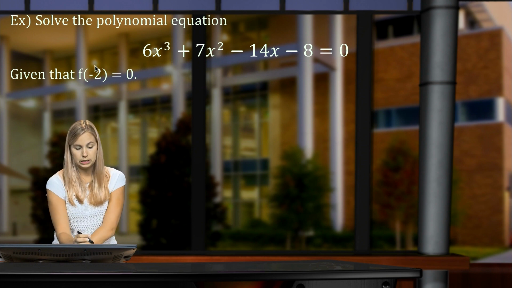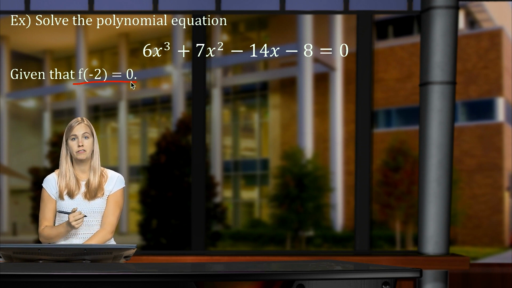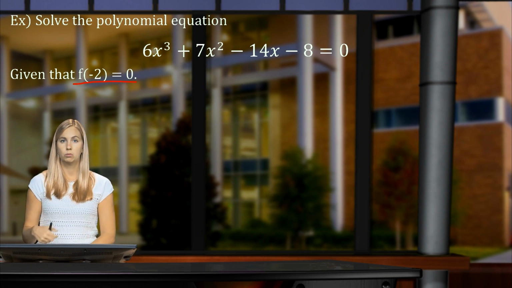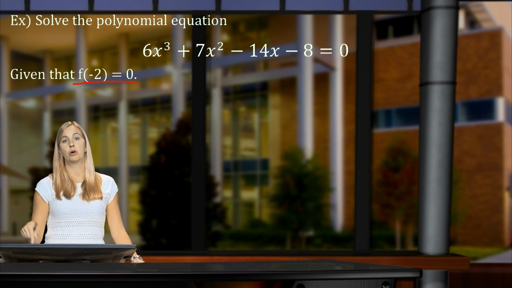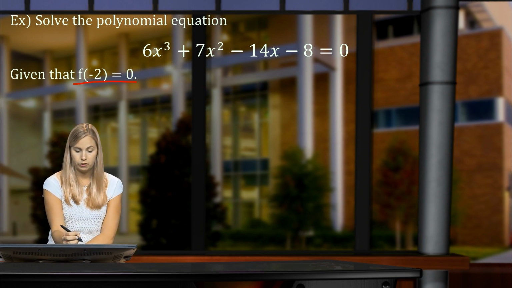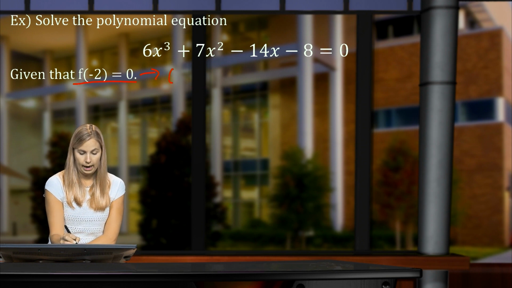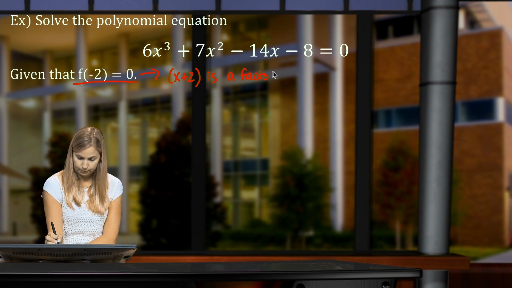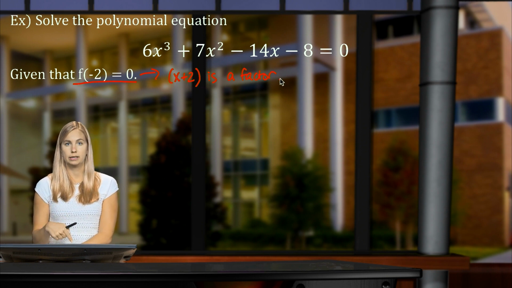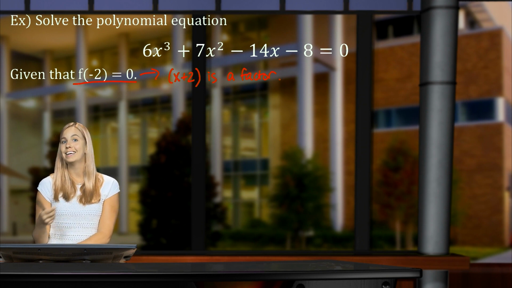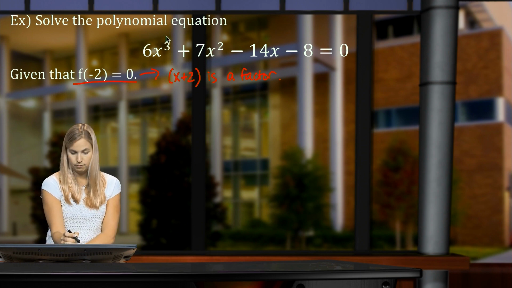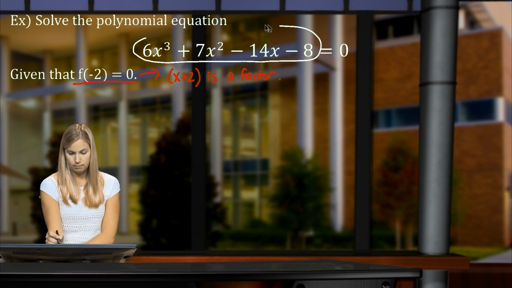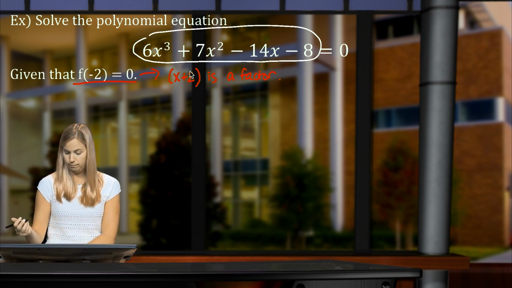But they've given us one other piece of information. They've given us that f of negative 2 equals 0. So we think back to our factor theorem. Our factor theorem says that if you know a 0, then you know a factor. So this one piece of information tells me that x plus 2 is a factor. What does that mean to us? Well, if something is a factor, that means it will divide evenly, right? So that means I can divide this polynomial by my factor of x plus 2. So let's write that down.